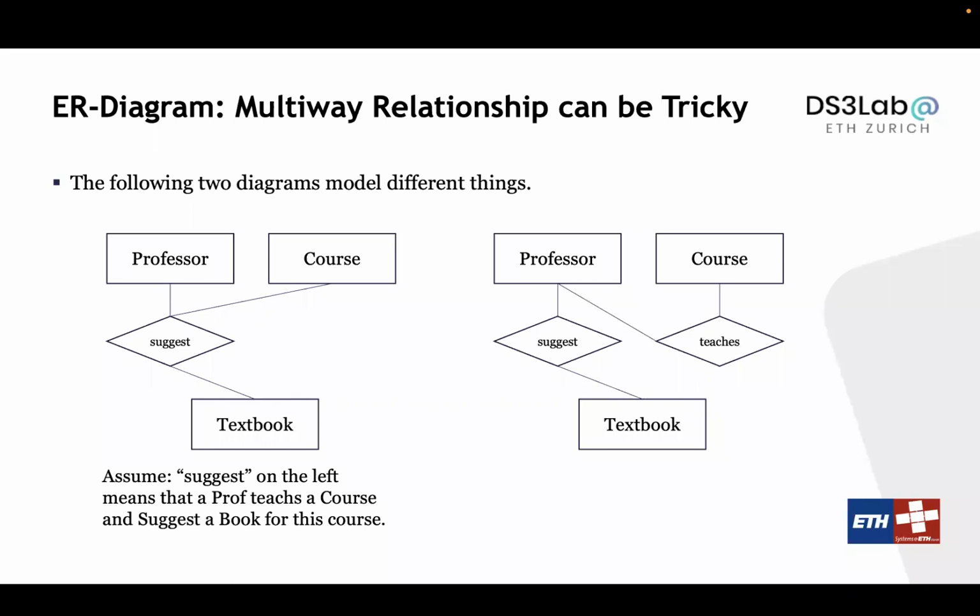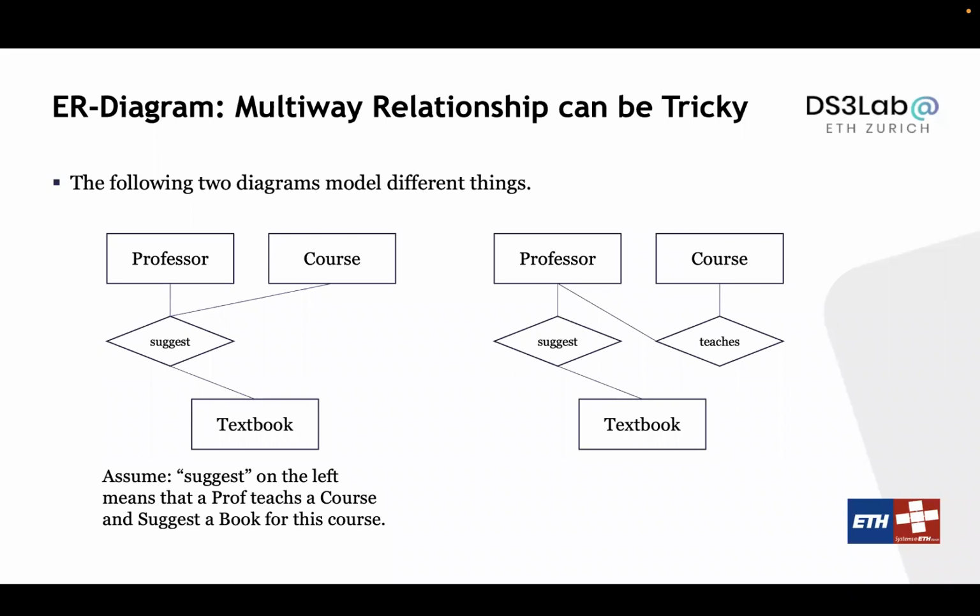And you could have different ways of arranging these binary relationships, and they actually encode different things. For example, on the left-hand side, I have the same multi-way relationship. On the right-hand side, I have professor suggests textbook, and professor teaches course. So in this case, the right-hand side also encodes a different type of data compared with what you have on the left-hand side.